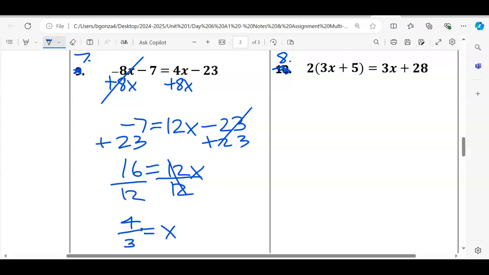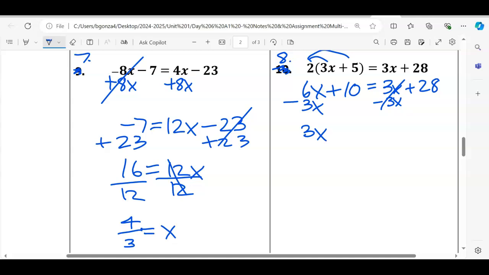Do you see how 8 is like the front side where there's a parentheses? You got to distribute first. So anytime you see distribution, do that first. So 2 times 3x, 2 times 5. 2 times 3x is 6x. 2 times 5 is 10. Bring everything else down. X is on both sides. Get rid of the smaller x. So minus 3x. You get 3x. Bring down plus 10 equals 28.